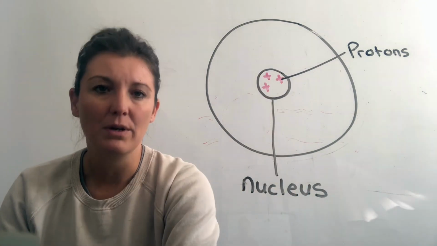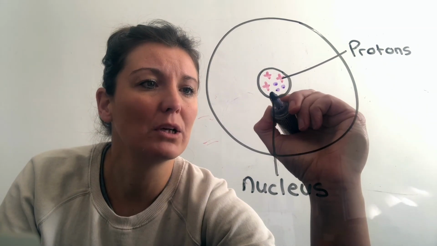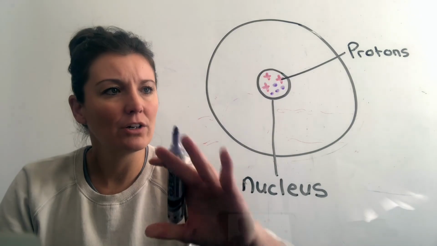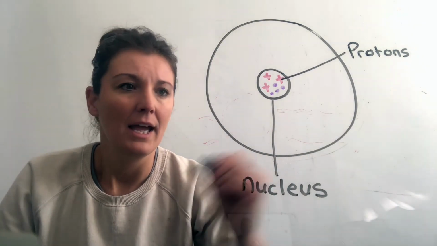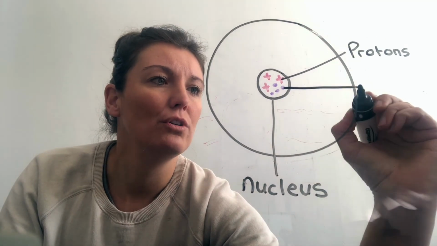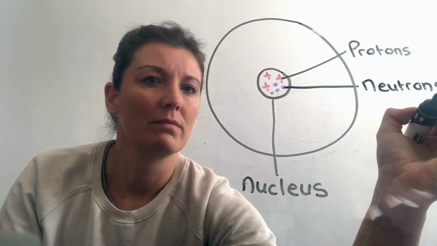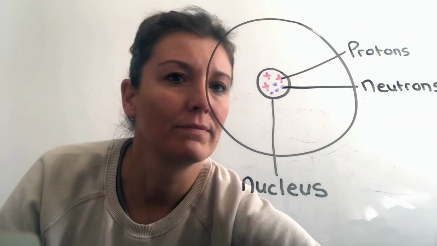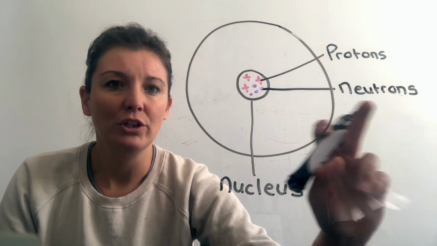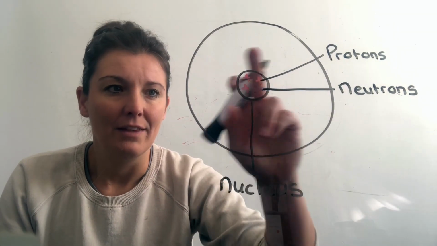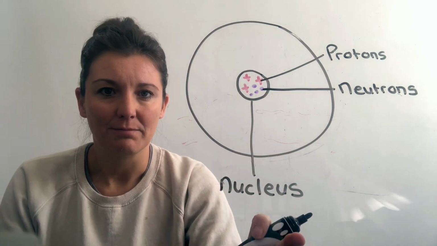Then with them we have these little particles, we'll symbolize them as dots, and they don't have any charge. They're neutral. They're just sitting there taking up space, and they are called neutrons. So we have protons, that's positive, and we have neutrons, that's neutral, and they all live in the center part of the atom called the nucleus.